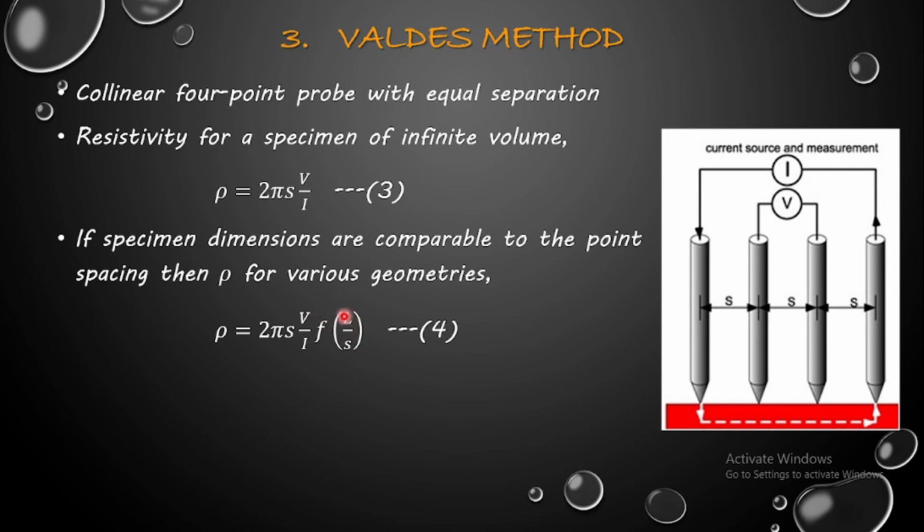Generally for any experimental setup we can take the S value as constant. Let us say the S value is 2 millimeter, and for different lengths when you take the ratio, the values of F for 0.25, 0.5, 0.75 are all already calculated by these two physicists. When you substitute the value of F, the resistivity can easily be found.